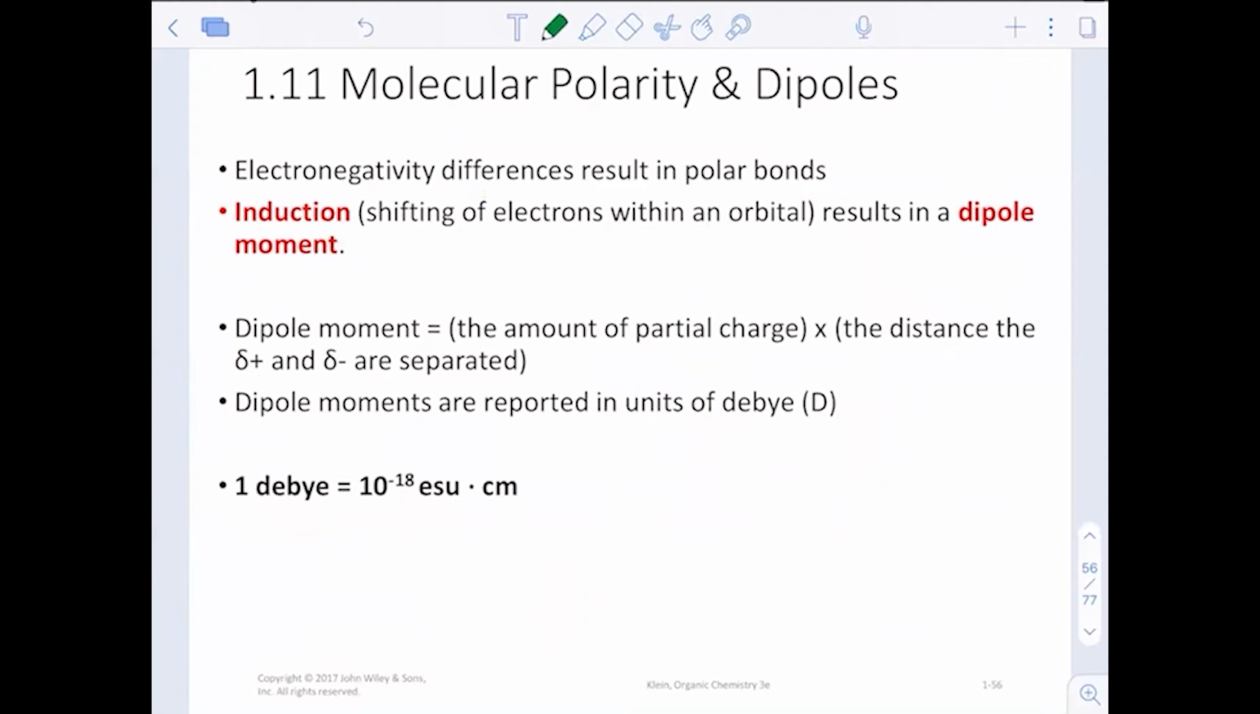Now, we talked about polar bonds. Let's talk about what that means in a molecule. Electronegativity differences result in polar bonds. Now, induction is the ability of shifting electrons within an orbital, and within a molecule, we can create something called a dipole moment. We will not be actually measuring any dipole moments or being able to report any dipole moments. All we really want to get out of this chapter is the idea of, is there a dipole moment, yes or no? Do I have a polar bond, and is the molecule asymmetric?